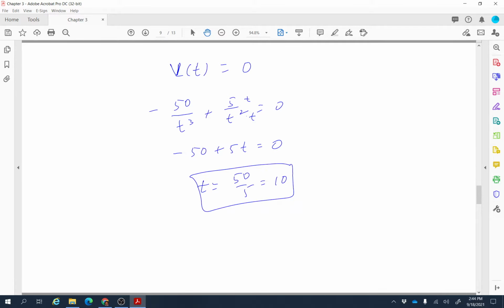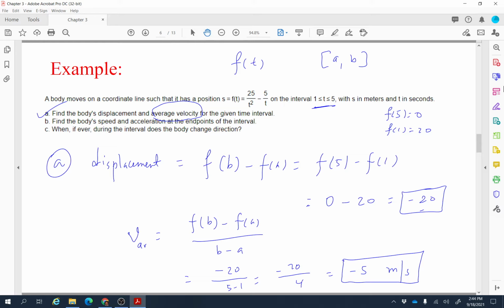But as you can see, the interval we have been given is from 1 to 5. So the velocity of this function would only be 0 if the time is 10 seconds, which is outside the interval. So to answer this question, when, if ever, during the interval does the body change direction, the answer is no. The body does not change direction because the velocity is never 0 in this interval.